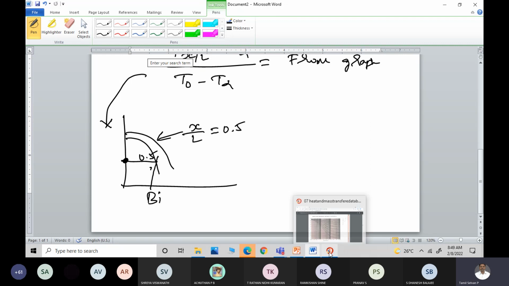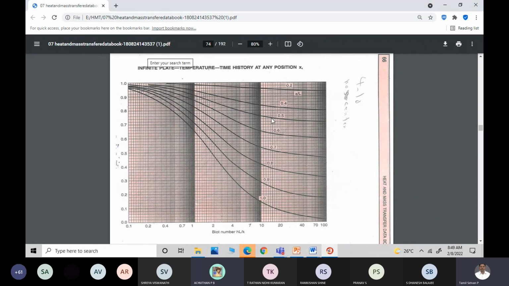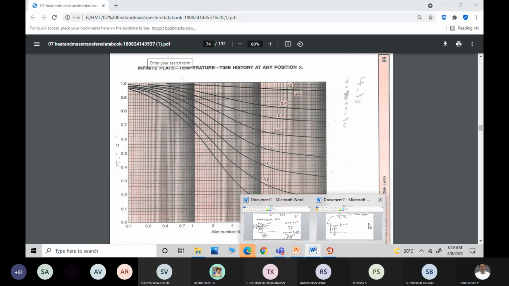Now, all of you please check. x by L is 0.5, and what is the Biot number? It is 0.2. Get the intersection point between 0.2 and 0.5. This is the 0.5 curve, and at 0.2 it comes to approximately 0.98.